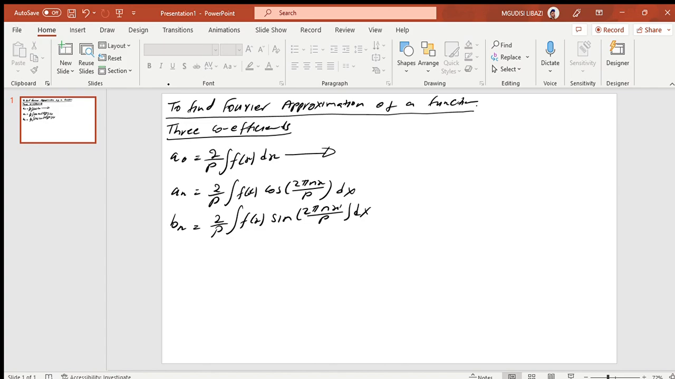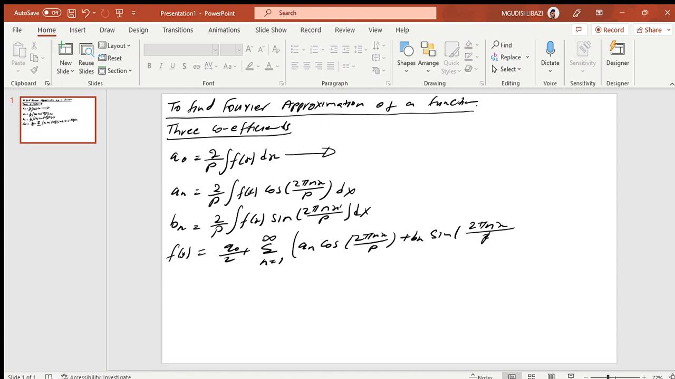which is given by the function f of x equal to a0 divided by 2 plus the sum from n equals 1 to infinity of an cosine of 2 pi nx divided by the period, plus bn sine of 2 pi nx divided by the period. That's what we will have.